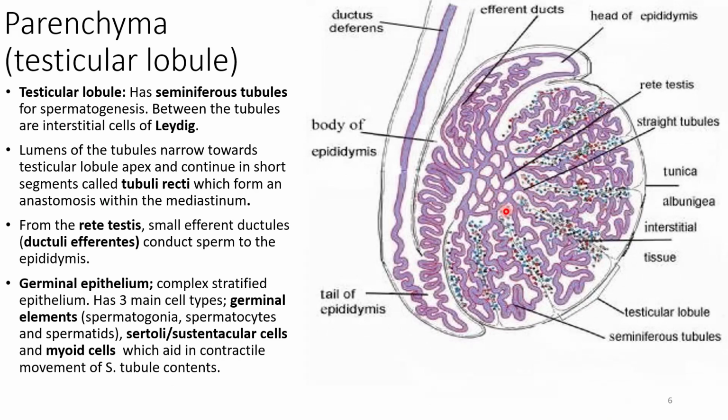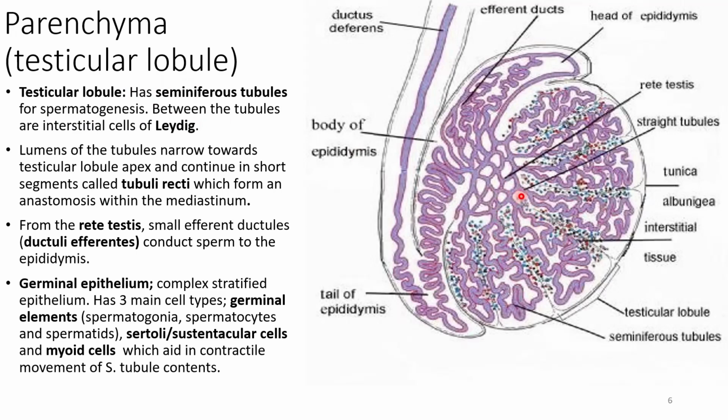And this cell type, for example, you can take like this one now. This one is a testicular lobule. And this testicular lobule will contain about 3 to 4 seminiferous tubules. So we can see there. A testicular lobule has seminiferous tubules, about 3 to 4 of them, for spermatogenesis. And between the tubules, now we'll have the interstitial cells of Leydig. We'll have the various interstitial cells of Leydig.